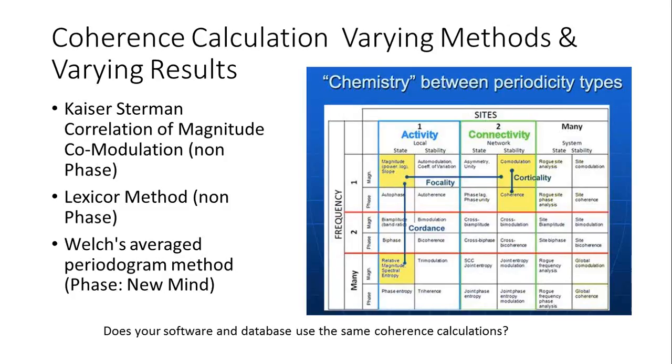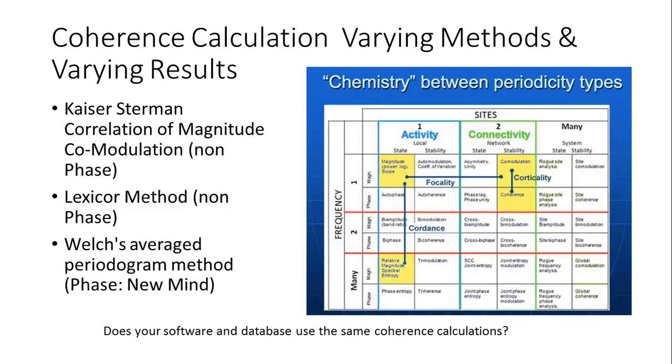But you'll find that there's one method that tends to be used more than others, and that's Welch's average periodogram method, which is what we use at NewMind. And I believe that's what Thatcher uses. I'm not completely clear on that, but based on what he's written, it looks like that. I know that's what Thought Technology uses. So a lot of the other software developers use it because it's very commonly used in research, and it's on all of the mathematical platforms as an easily accessible methodology.